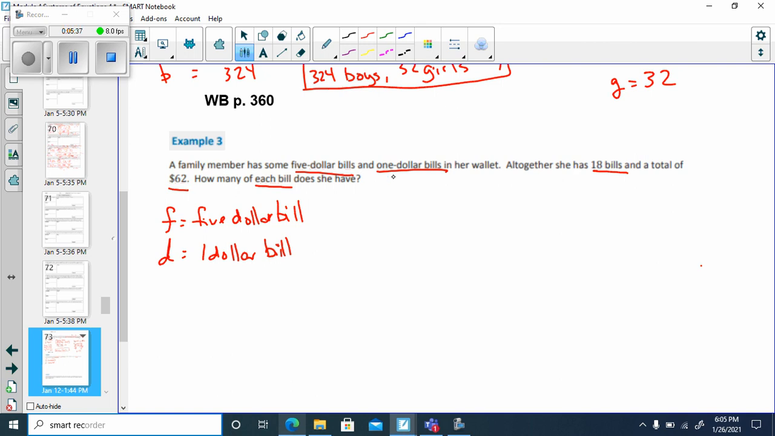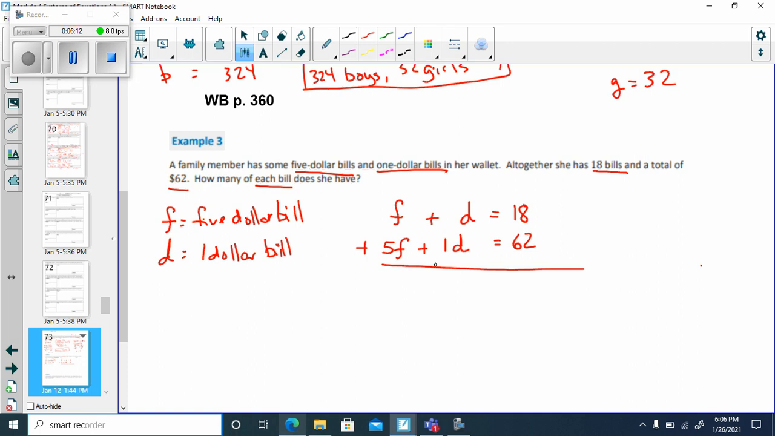Now, this family member has a total of 18 bills. So doesn't that mean if she adds up her $5 bills and her $1 bills, there's a total of 18 of them? Her total amount of money is $62. So we're going to have this equal to $62. If I multiply 5 times the number of her $5 bills plus 1 times the number of her dollar bills, I would get 62. Okay?